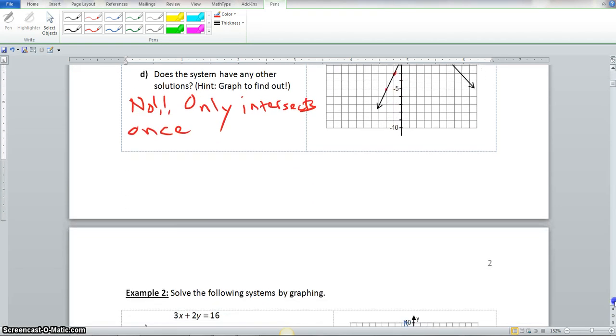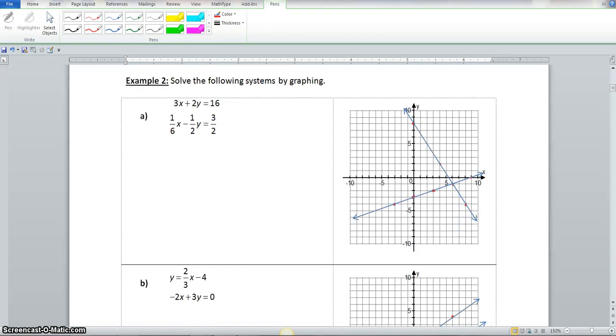Okay, now we go here to example 2. It says solve the following systems by graphing. Now what I did for the sake of time, I had already graphed these systems of equations. But before we get to the graph, what I want to do is go through and show you what we need to change these equations to before we even get to graphing. So the first thing is this here. We want to change both of these equations so they would be in slope-intercept form, which means y being by itself. So let's take this top equation.